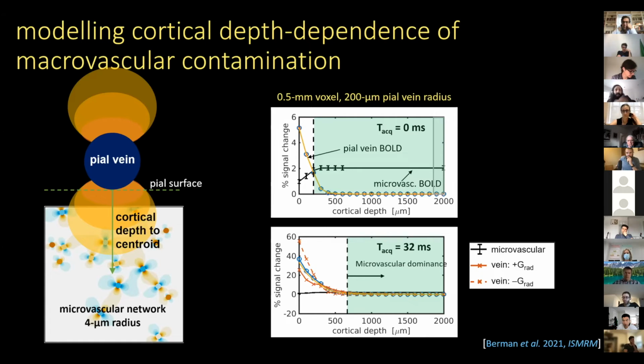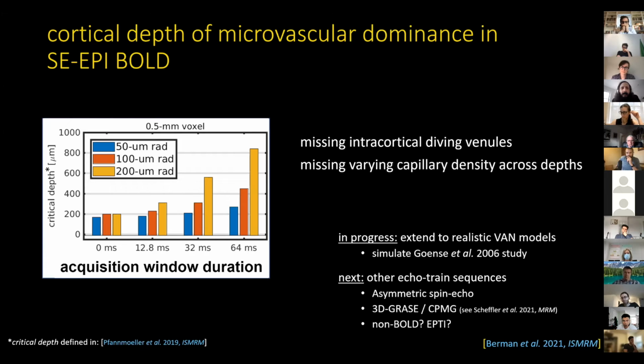On the top panel is a simulation with a short EPI acquisition time, which exhibits minimal large vessel signal for all but the shallowest depths. And on the bottom panel, the simulation for a long EPI acquisition time, where we see this large vessel signal that persists deeper into the cortex. These simulations allow us to calculate a new feature: the cortical depth below which the microvascular signal dominates the BOLD response, which we call the critical depth.